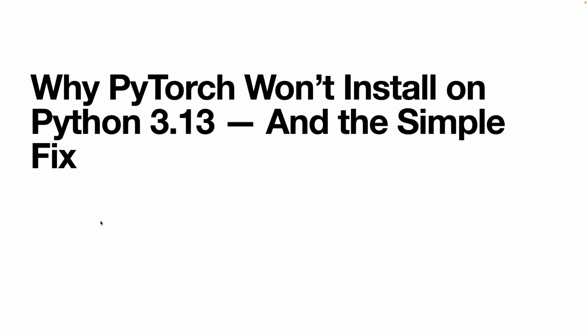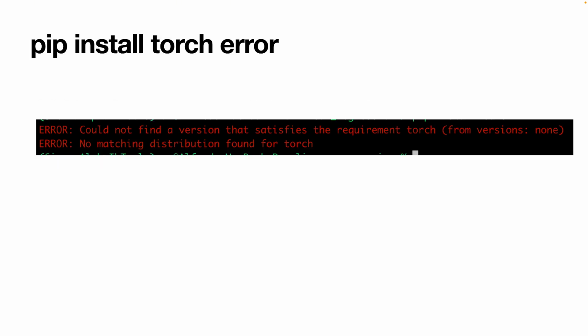I'm going to talk about how I solved the issue that I could not install PyTorch on Python 3.13, which is currently a relatively new version of Python. The issue is that when I pip install torch, I get this kind of error. It says it cannot find a version that satisfies the requirement torch, without a whole lot of detail. So it's really hard to figure out what's going on.